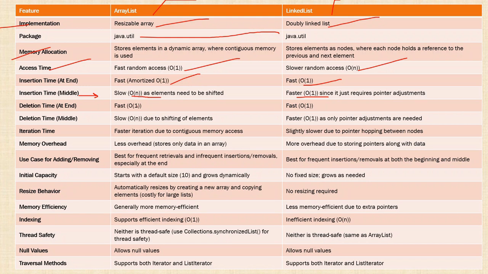Deletion at the end: deleting anything from the end, you can use either LinkedList or ArrayList, because in both scenarios the time complexity will be order of 1. Deletion in the middle is faster in the case of LinkedList. It will be slower in the case of ArrayList, because ArrayList internally uses the dynamic array concept, so if you are deleting anything, you again have to shift all the elements.